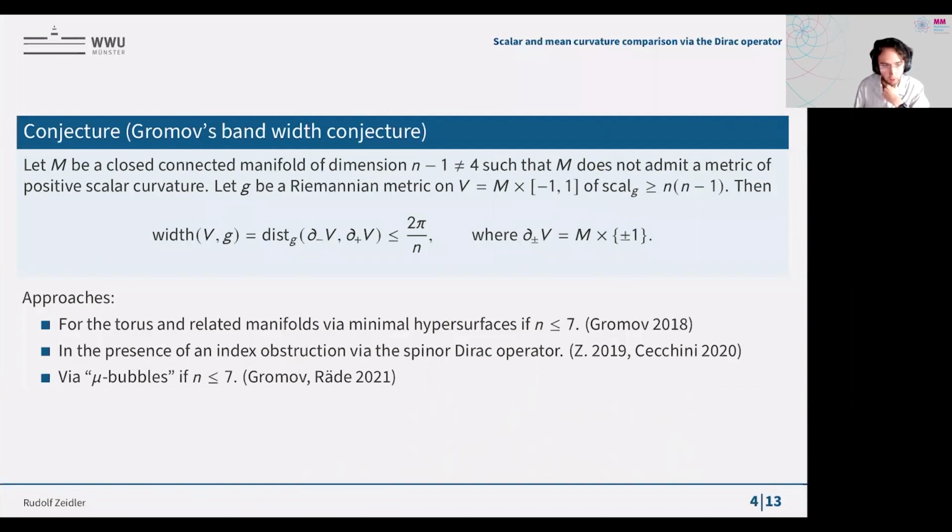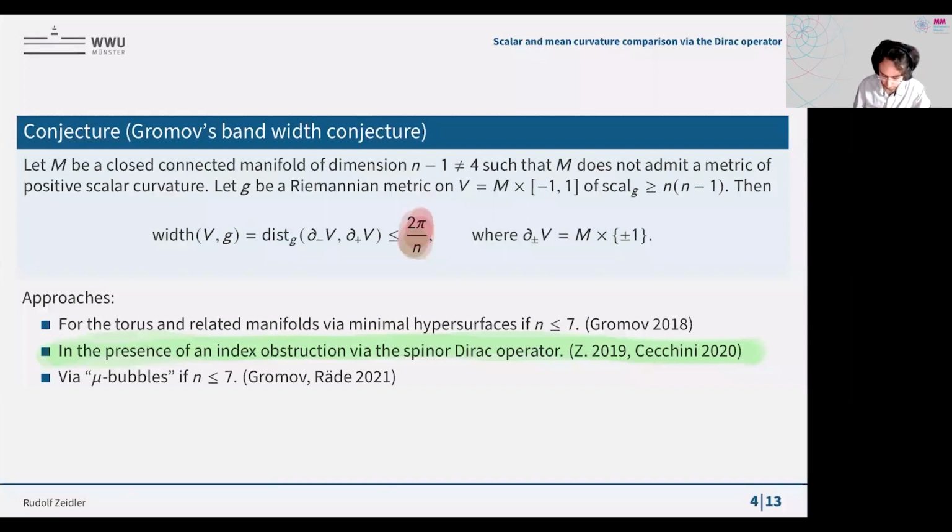Myself and Simone Cecchini, we used a modification of the Dirac operator to prove this in the presence of a suitable index obstruction on M. And there's also a more general version of the minimal hypersurface method that I'm sure will be discussed in some of the later talks in the seminar, which is called mu bubbles, which is in a sense parallel to this augmentation of the spinor Dirac operator that I'll discuss today. That will be the main focus of the rest of my talk today. But before I come to how we use the spinor Dirac operator here, let me answer where this constant comes from.